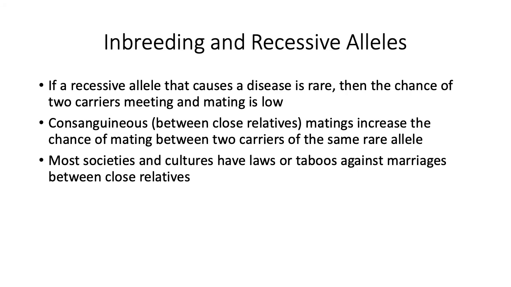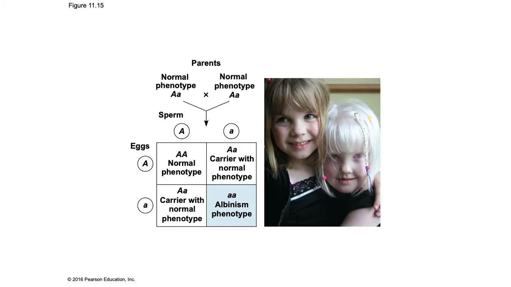This can also be a concern in communities where people only have children with other members of their group. For example, in Ashkenazi Jews, there's a relatively high proportion of people with the cystic fibrosis allele. So there is a relatively high proportion of offspring that are homozygous recessive.